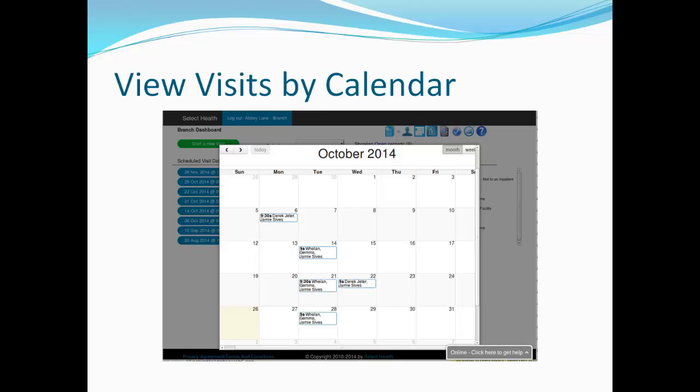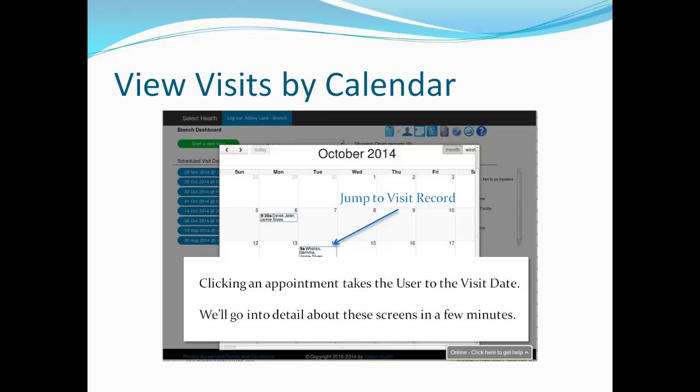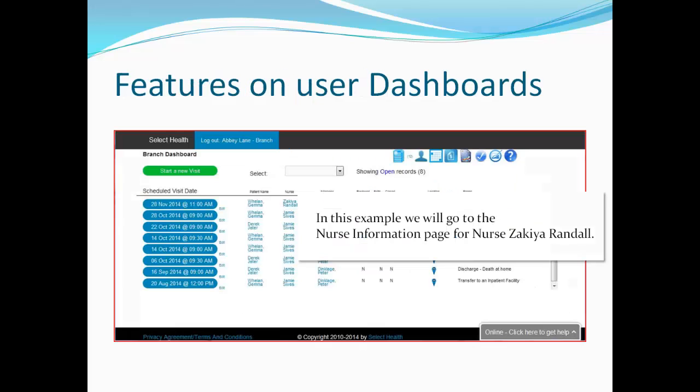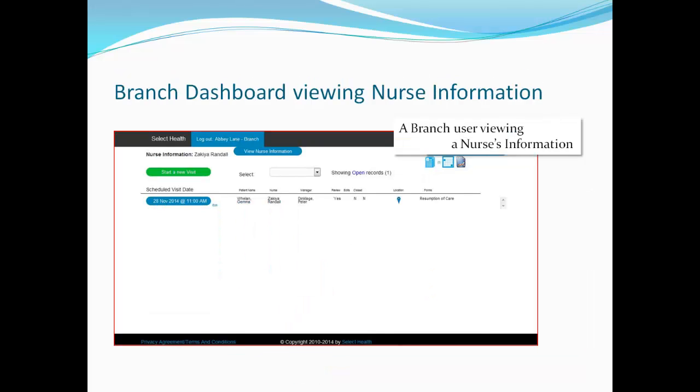Or on the dashboard, you can click the calendar icon and a calendar overlay will appear. When you click on an appointment, this will take you to the visit date. So from the dashboard, let's click on Nurse Randall's name. And we're shown a view of Nurse Randall's information. You see all of her visits and their status. To look up notes to and from that user, click on the notes icon. To review the calendar, click on the calendar icon.